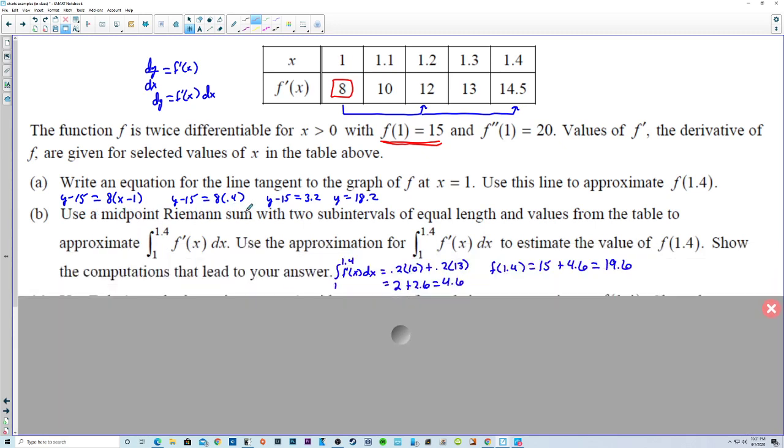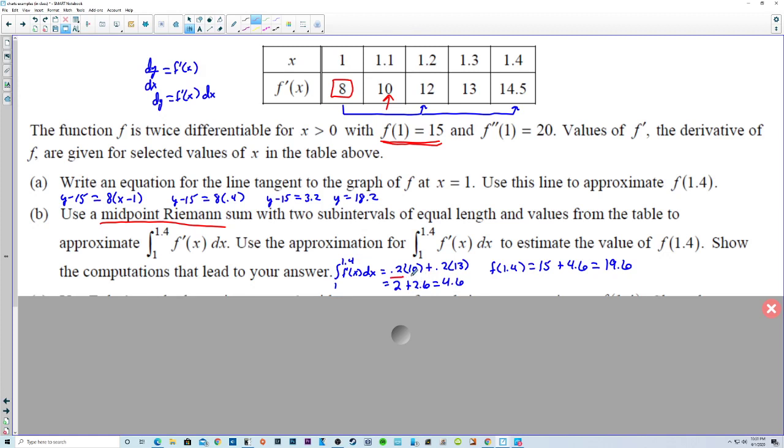Letter B, use a midpoint Riemann sum with two subintervals of equal length and values from the table to approximate the integral of f prime of x dx. Use the approximation to estimate the value of f of 1.4. Show the computations that lead to your answer. So the integral from 1 to 1.4 is, well, if we're going to use a midpoint Riemann sum, then we go from 1 to 1.2 and use 10 as the y value. So from 1 to 1.2 is 0.2, and that's the base.